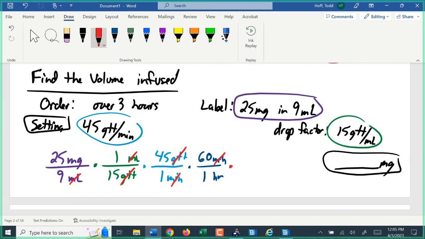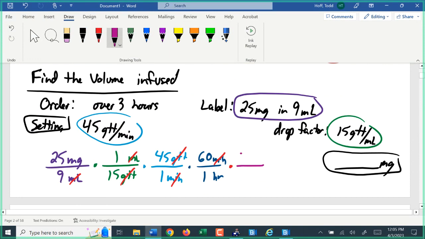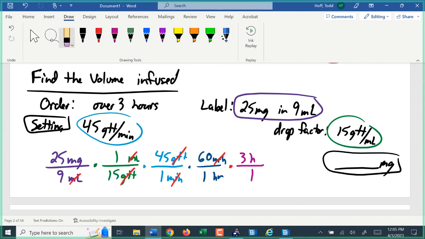I want to know just the volume. So this is where this time comes in of 3 hours. So we'll put 3 hours on top here over 1. So that'll cancel out the hours, and the only units I will have left are those milligrams. So let's go ahead and multiply this out.